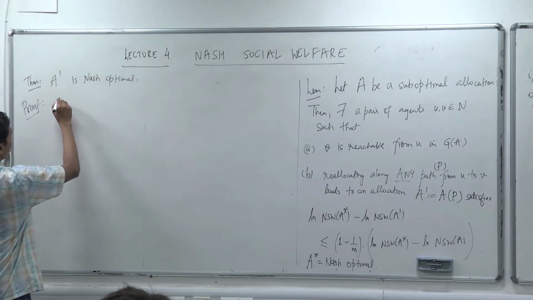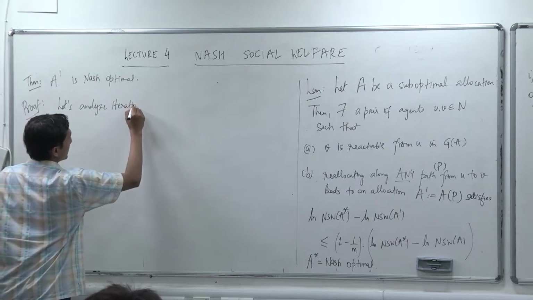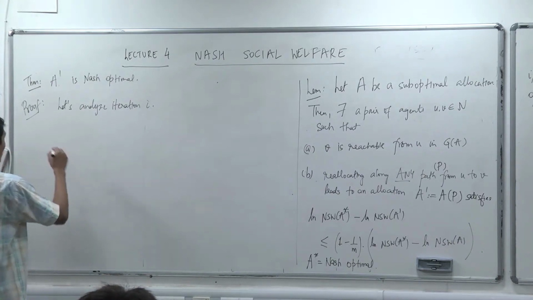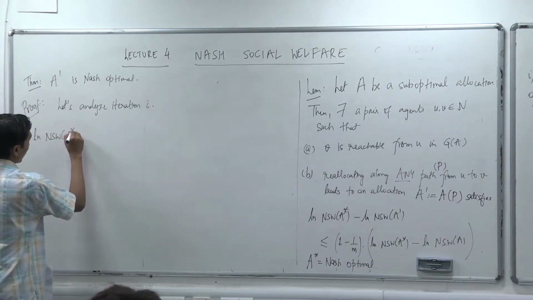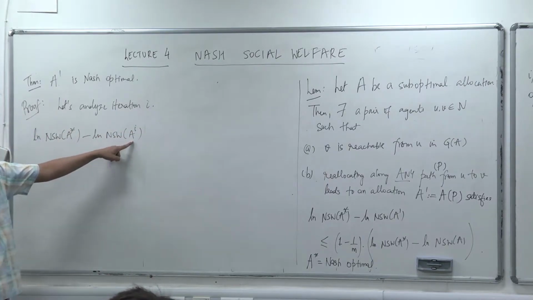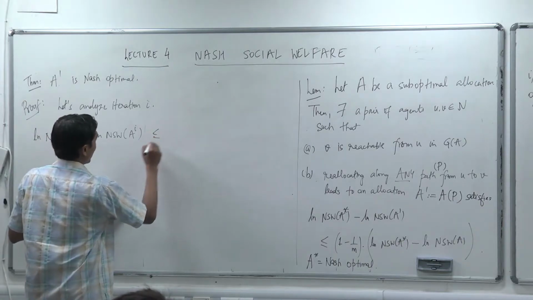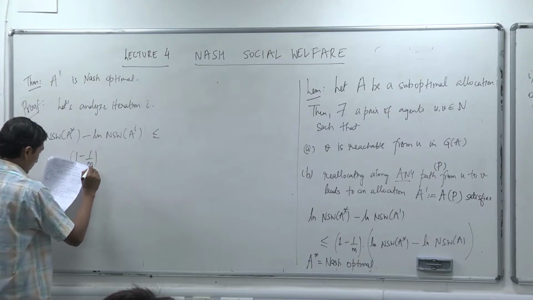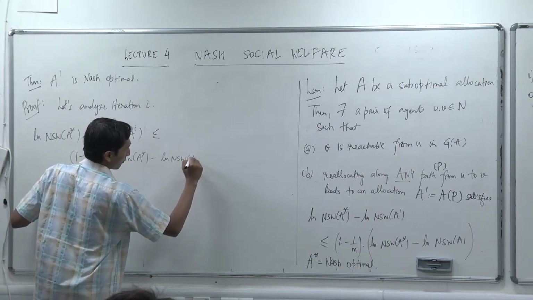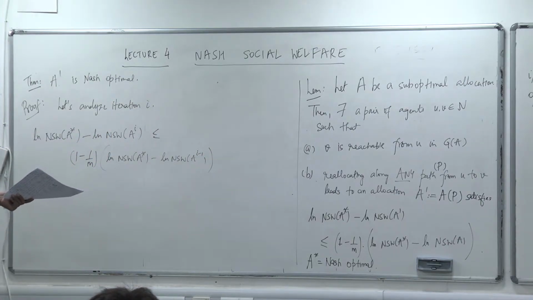Let's analyze iteration i. What happens in iteration i? Simply, you're going to use the lemma now. A_i is what we get after iteration i is complete. A_{i-1} is what we have when iteration i begins. And the lemma says that this should be true. I've just copied part B here.